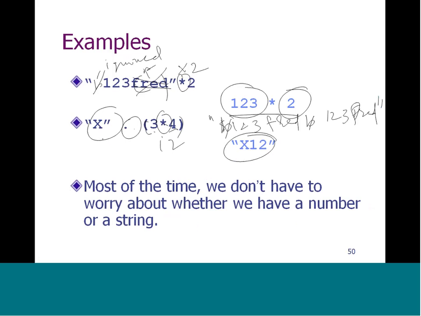So the bottom line is that most of the time we don't have to worry whether we have a number or a string, because we just perform those operations and see what the outcome is. The only issue will be with the relational operations we saw earlier. 17 is greater than 7, so if you say 17 less than 7, that will be false. But in string terms, with 17 LT 7, 1 is compared against 7 first, and there is nothing else to compare, and 1 is really less than 7, so this becomes true.